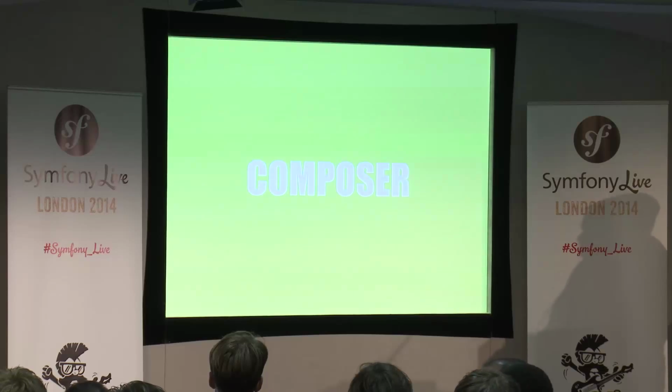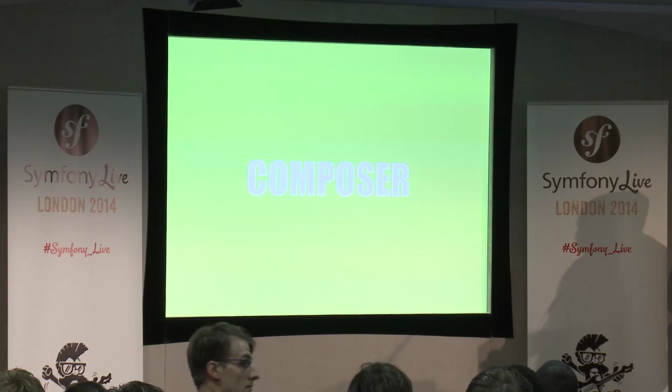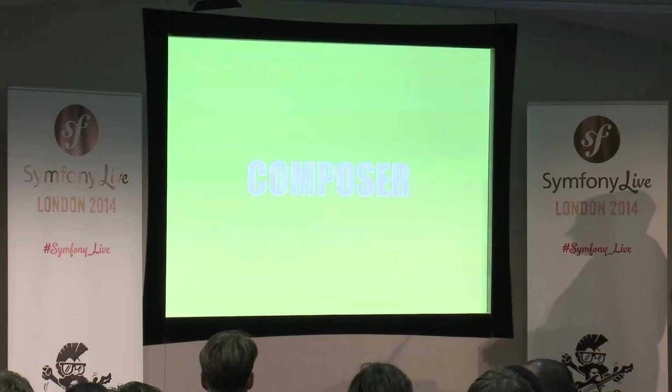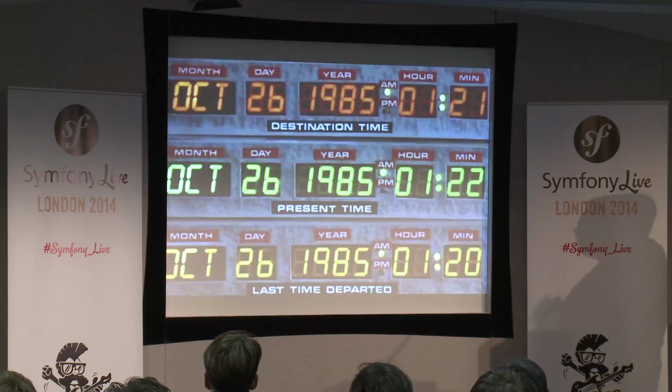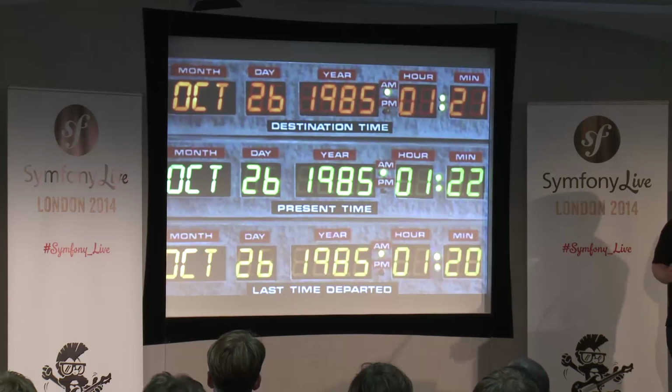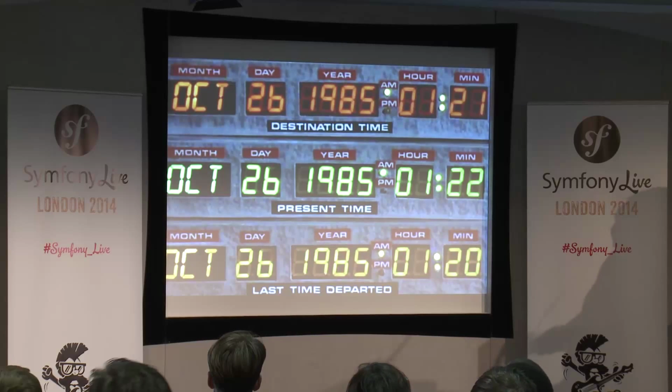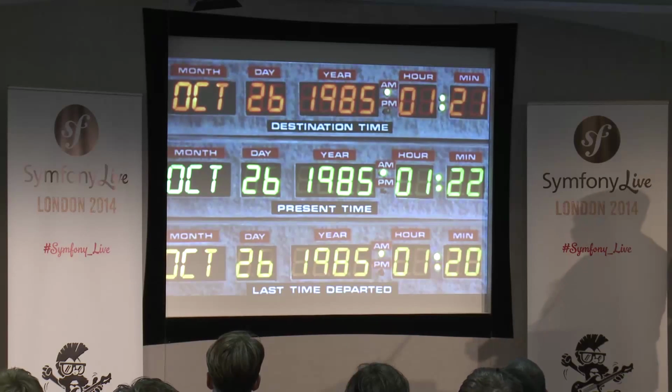So we've got a lot of advances going on in back-end code. We've got all these things that we think about, and obviously there are talks and workshops about all of them. The biggest one of those is Composer. I presume everybody uses Composer daily. Awesome. But when we look at the front-end code, it's like Back to the Future. We're going back to 1985, and we've got tables and horribleness.